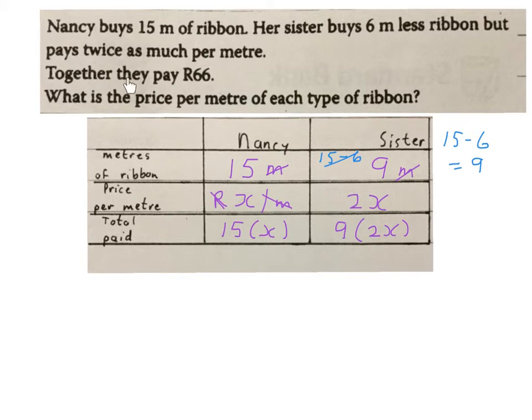Now we can say together they paid 66 Rand, and we can set up an equation at the bottom. Here I now have an equation which I can solve to find x. The 15x plus the 9 times 2x is going to equal the 66 Rand. Then the x will pop out of here, the x that we originally chose. So we will now work out this equation quickly.